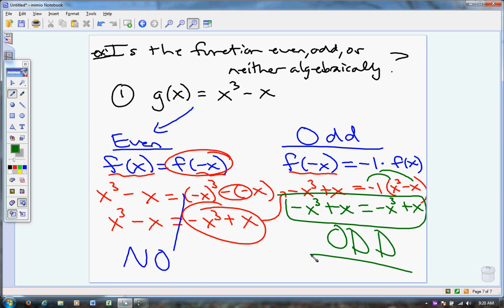All right? Now, what would happen if you did both tests and neither of them worked out? Then your answer would be neither. It is possible for a function to not be either one. All right? And we are going to stop there for today.